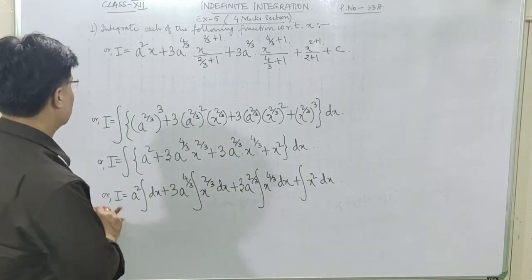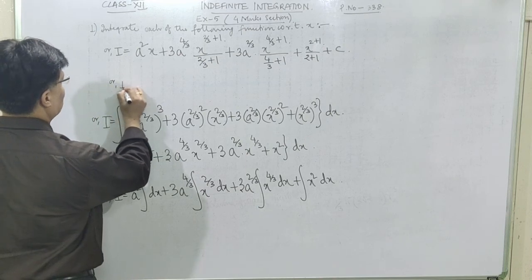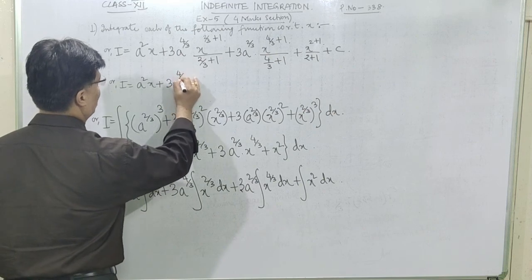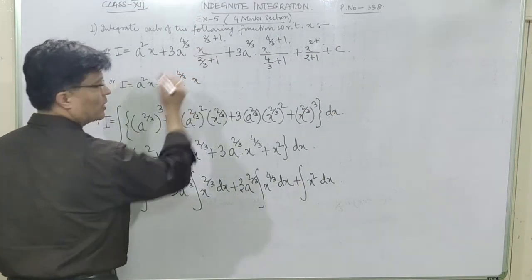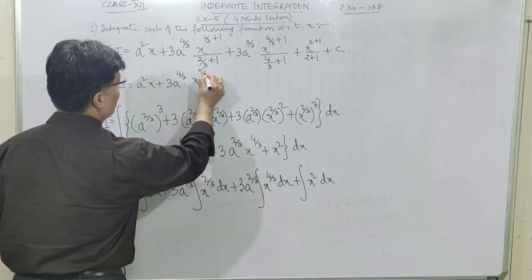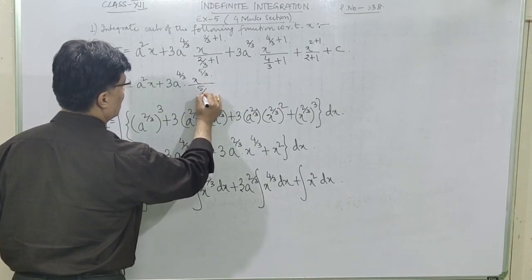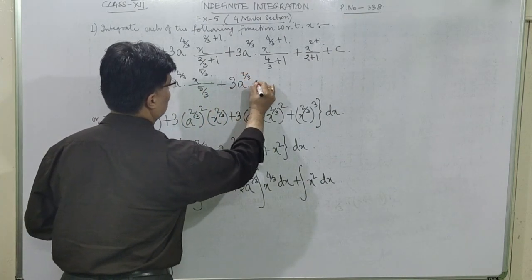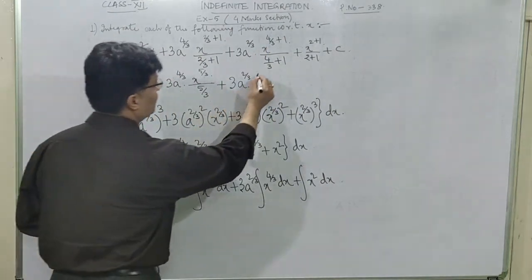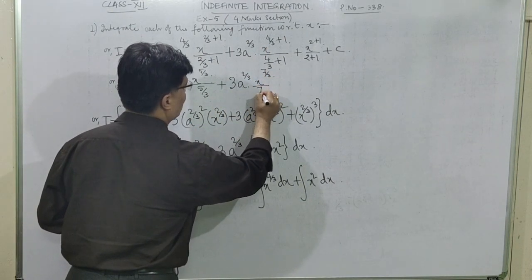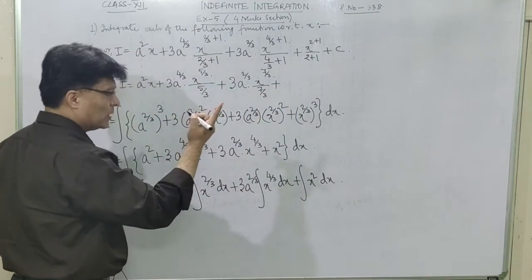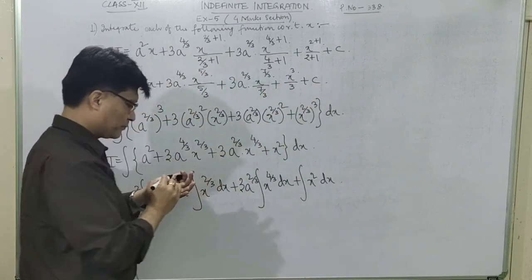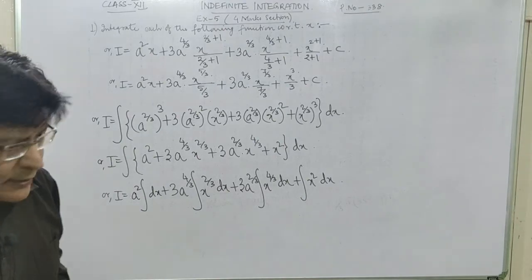Is that clear? So next, now let us write down here, or let us simplify it. I is equal to a square x plus 3a to the power 4 third into x to the power, what is 2 by 3 plus 1? It is 5 by 3, divided by 5 by 3, plus 3a to the power 2 third into x to the power, what is 4 by 3 plus 1? It is 7 by 3, divided by 7 by 3, plus, and what is the last one? That is x cubed divided by 3 plus c. So let us simplify it once again.